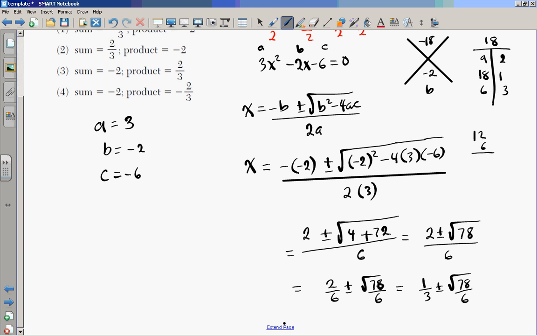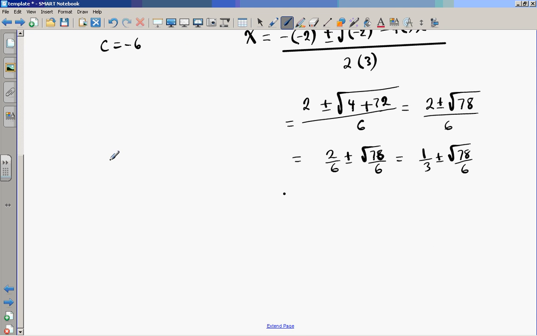Wait a minute, can we reduce root 78 though? Let's see if we can reduce that. Root 78, since it's even, I can take out 2. If I take out 2, I have 2 goes into 7 3 times, remainder 1.